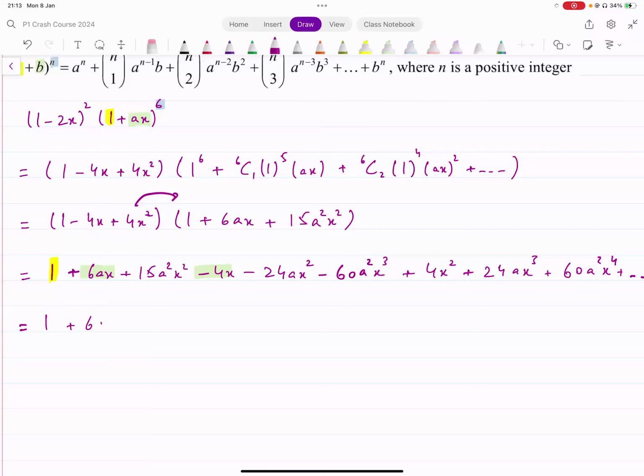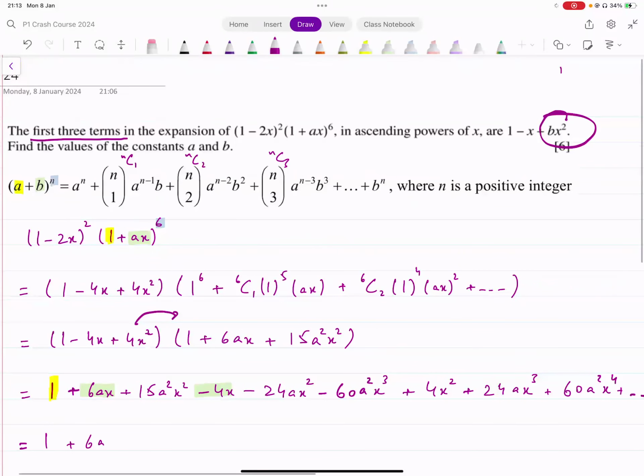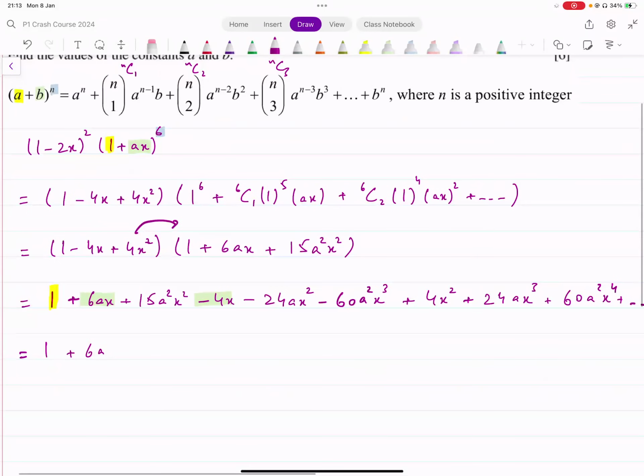Plus, because we need to write this in ascending powers of x, right? So we're writing the constant first, then the x terms. That's 6ax minus 4x. Then we look for the x squared terms. What are the x squared terms that we have? We have 15a squared x squared, and we have minus 24ax squared. And we also have this 4x squared. Let's write these terms together.